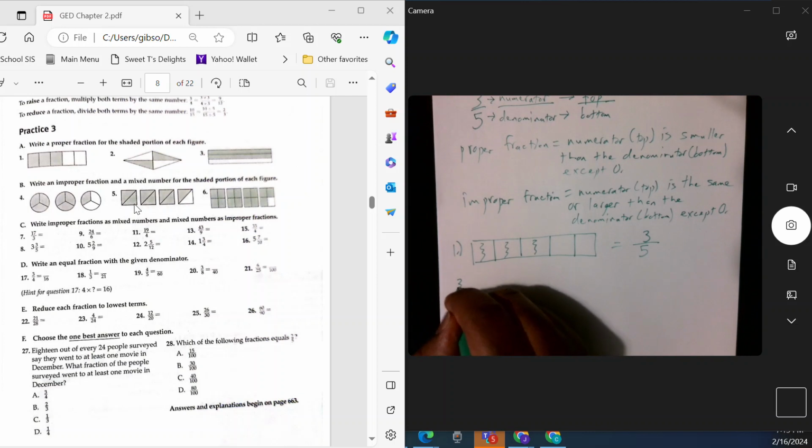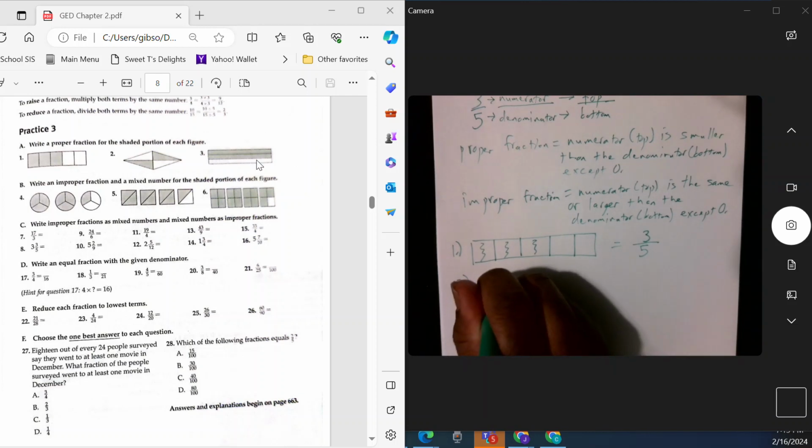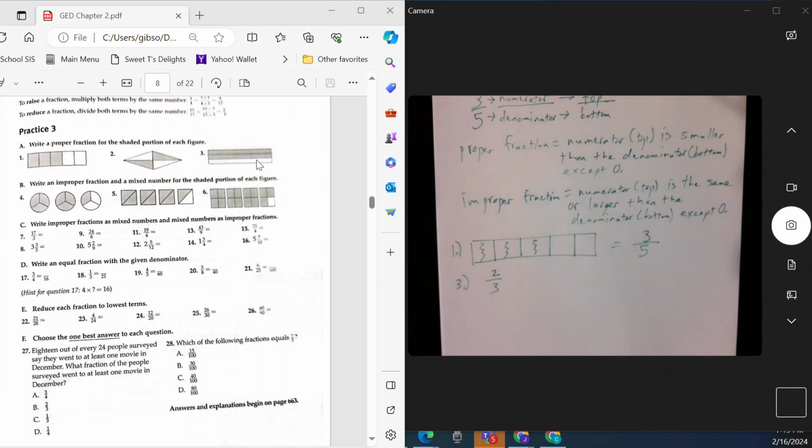Now, number 3. You can see this on the screen here. We have 3 on the inside, so 3 would be your denominator. And we have 2 shaded. So it'd be 2/3.